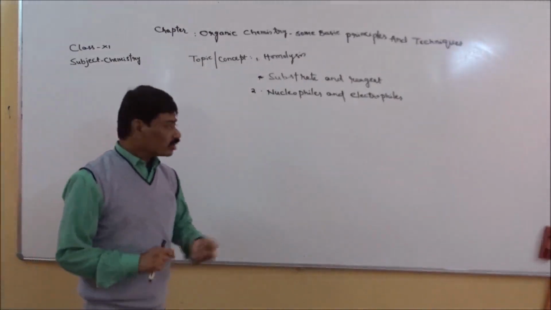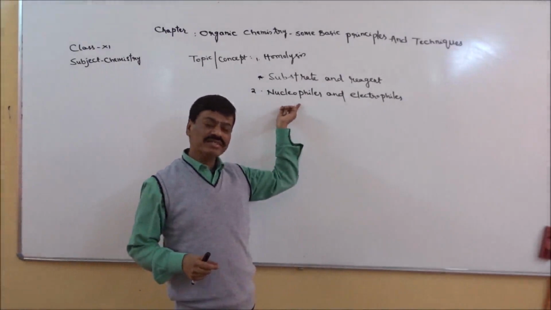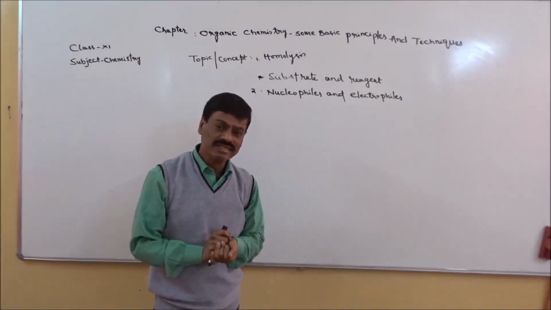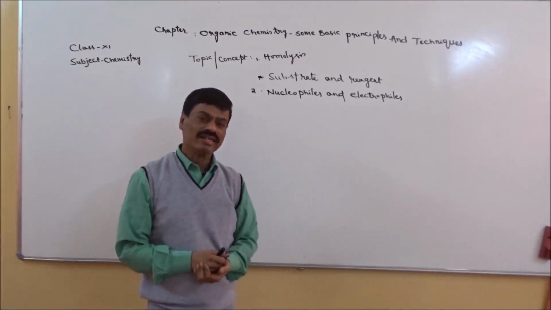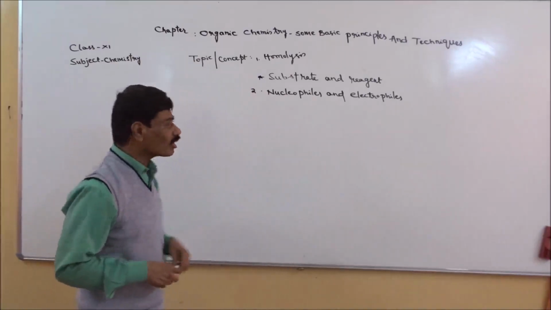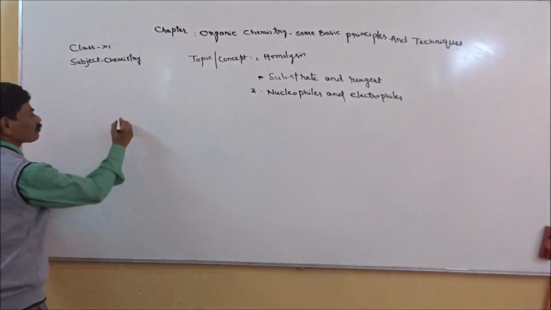Right, children. So nucleophiles are nothing but the species which bring an electron pair to the reacting site of the other reactant or other species. That is called nucleophiles. Now let us see electrophiles.